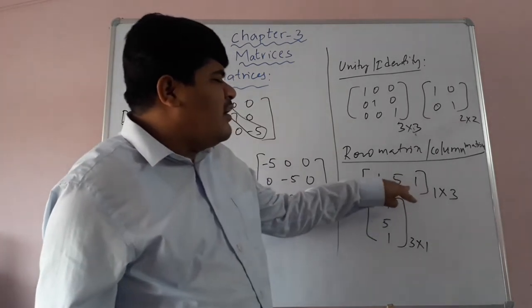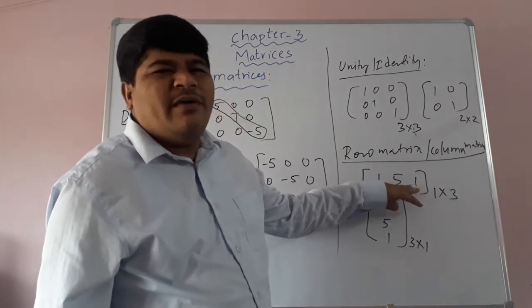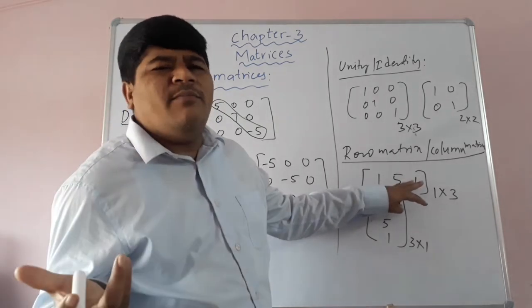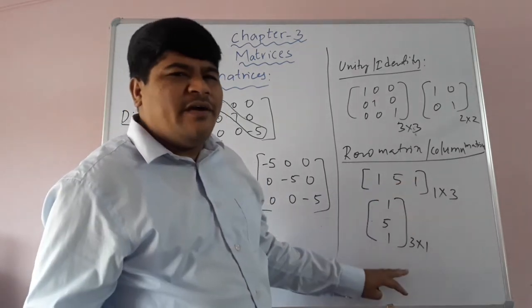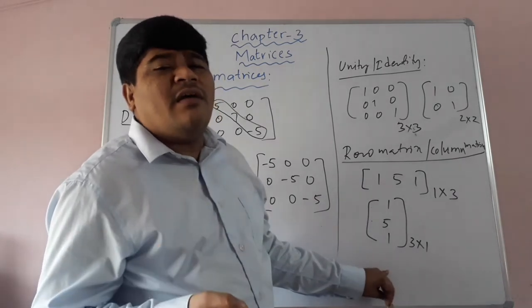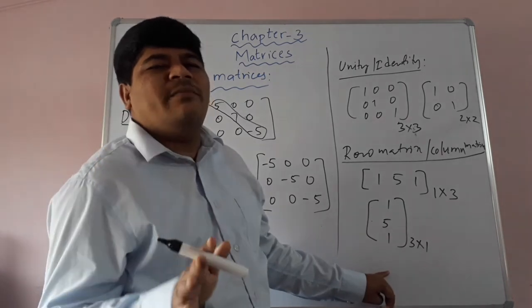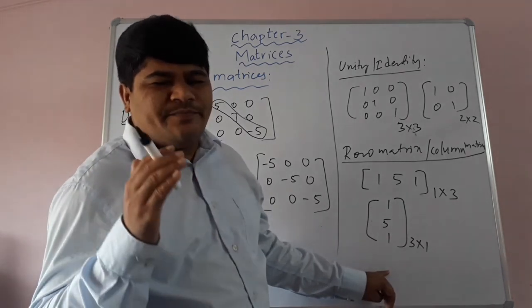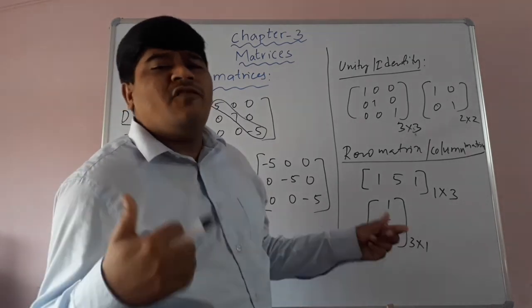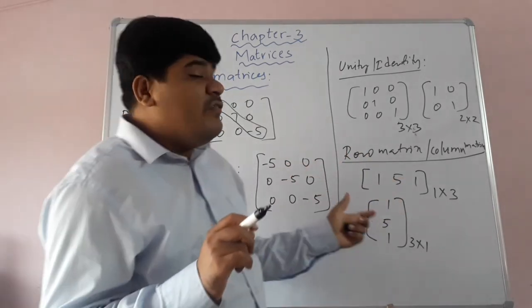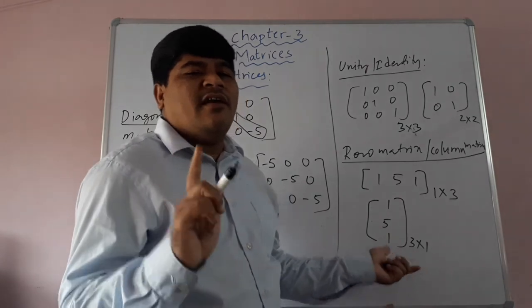The order of the row matrix can be defined by 1 by n, because it has only one row and any number of columns. If you take the column matrix, the order of the column matrix will be n by 1, because it has only one column. The number of rows, children, may be 2, 3, 4, 5, 6, it depends. But the number of columns must always be 1 in a column matrix.